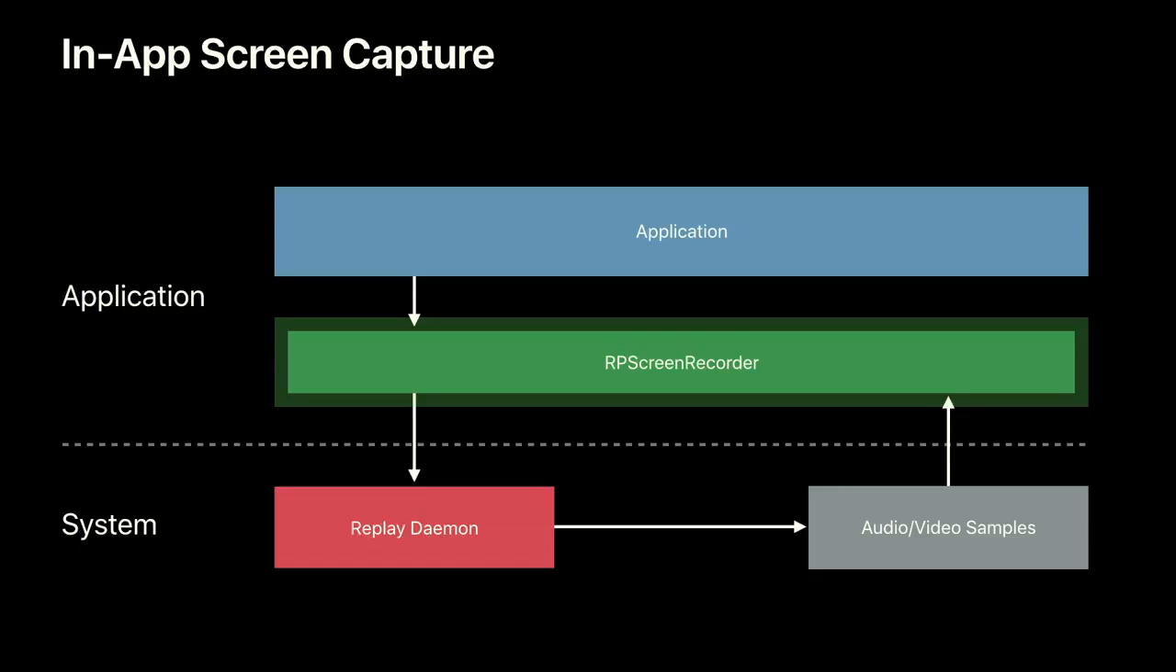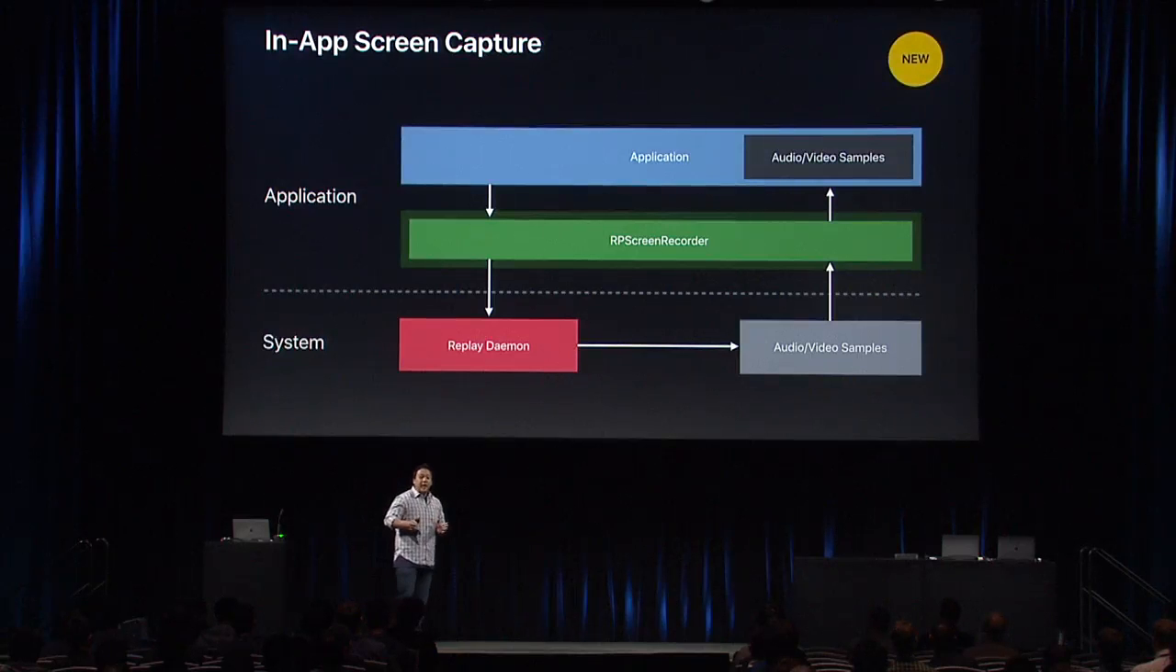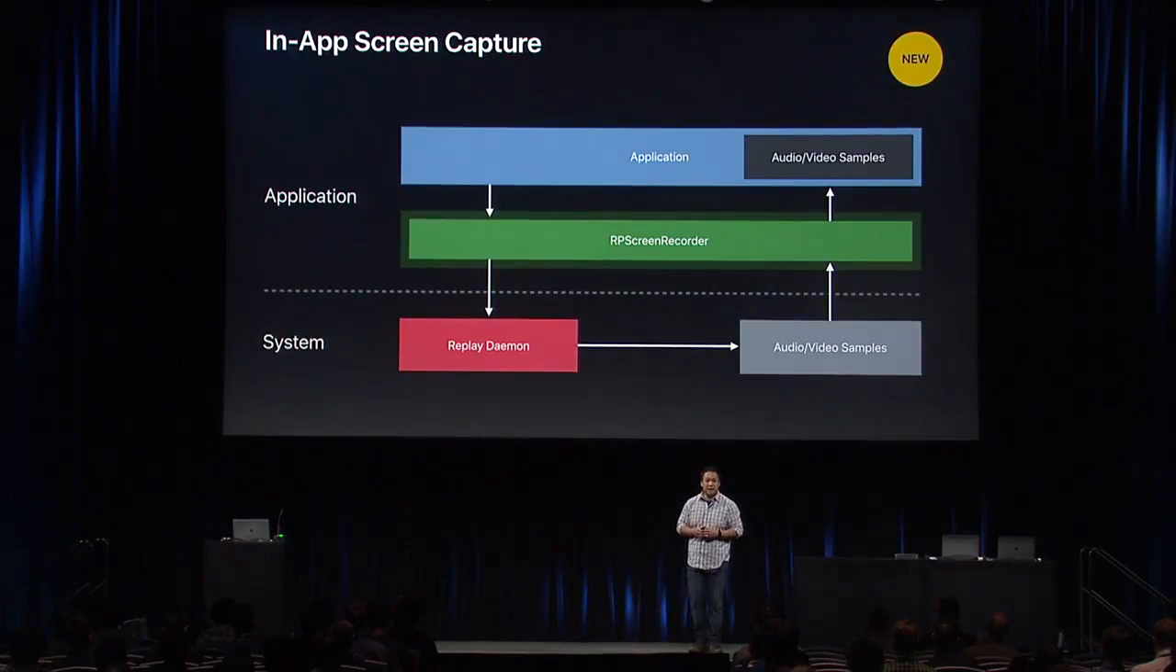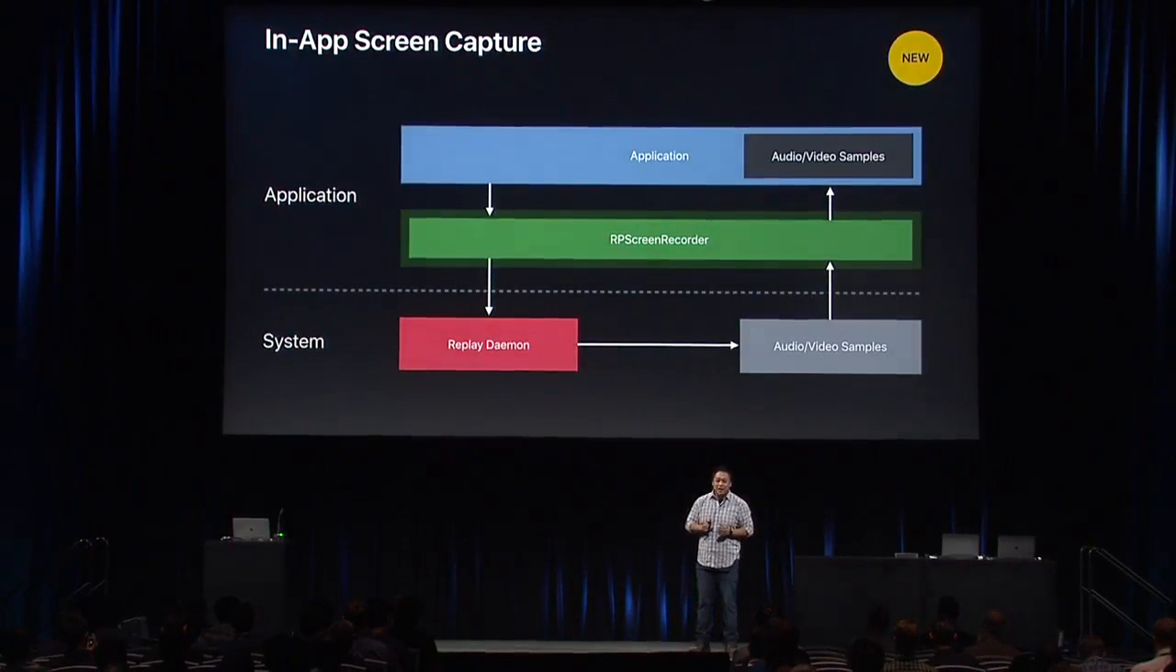But instead of creating and managing a movie file just for your application, ReplayKit will send those audio and video samples right back up to RP Screen Recorder. A capture handler block is then called, and we'll send the audio and video samples right back to your application's process. Your application now has direct access to its own audio, video, and microphone samples straight from ReplayKit.